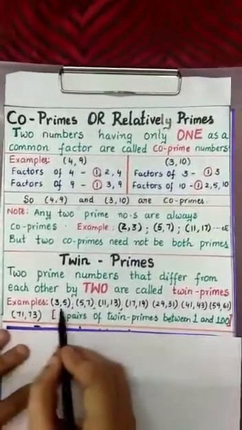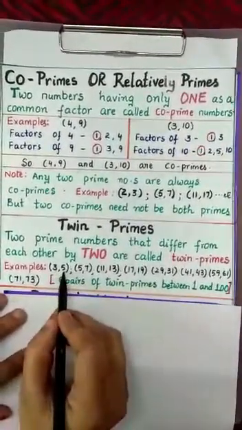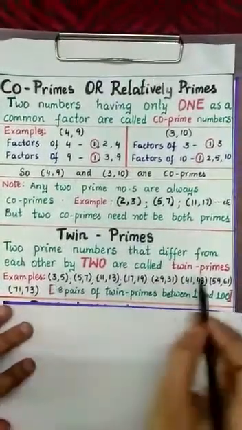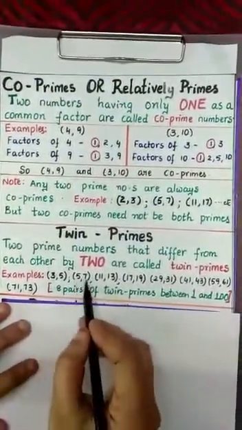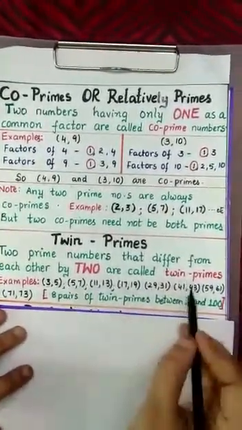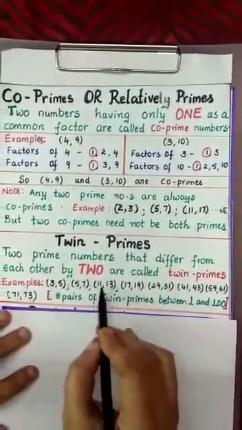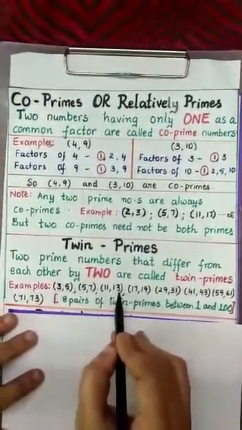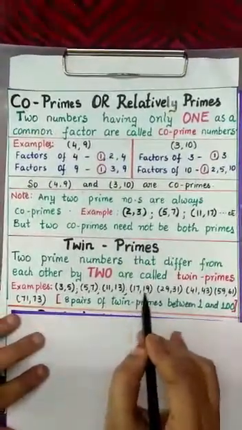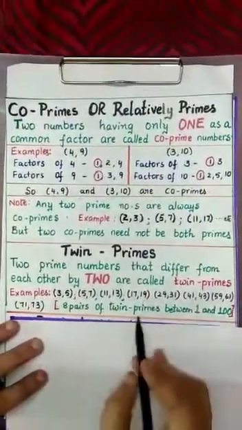Now you observe the examples here. 3 and 5 are prime numbers. What is the difference between 5 and 3? 5 minus 3 is 2, so they are twin primes. Now 5 and 7: both are prime numbers, 7 minus 5 is 2, so they are twin primes. Similarly 11 and 13 are prime numbers whose difference is 2. 17 and 19: 19 minus 17 is 2 and both are prime numbers, so they are twin primes.